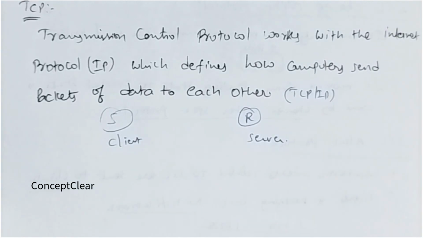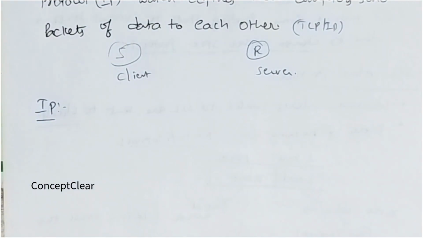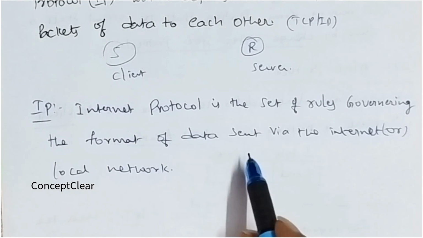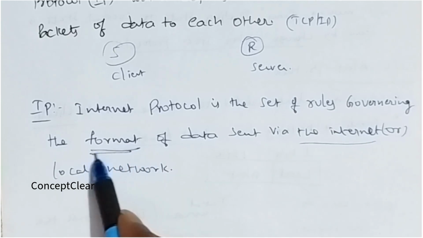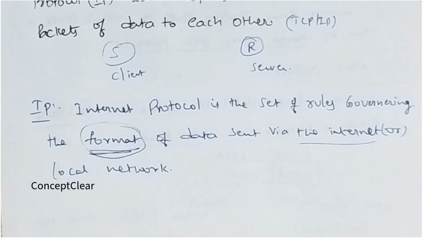The last one in the secure socket layer is the IP protocol. What is the meaning of IP? It means Internet Protocol. It is the set of rules governing the format of the data sent via the internet or a local network. It simply governs how the data is transferred over the network via the internet. Internet Protocol sets the rules for the format of the messages, how the data is transferred via the internet. That is called Internet Protocol. Okay, this is about the secure socket layer.